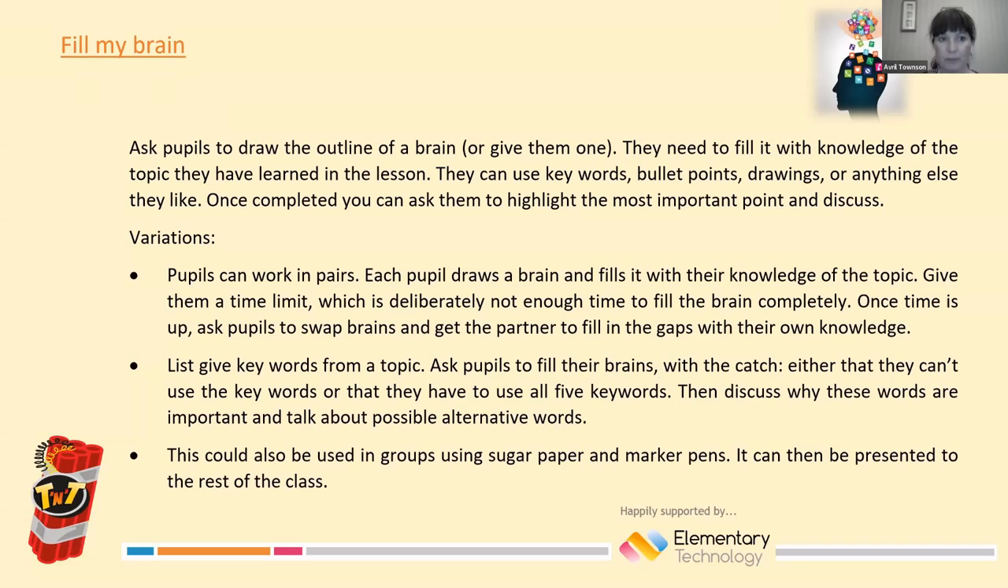The pupils can do it in pairs, so they could both fill one brain up between the two of them, and you can give them a time limit, which is deliberately not enough time to fill the brain completely. Or you can give them a list of keywords from a topic, and then they have to fill them in, and they have to try and use all the keywords in the sentences within the brain and discuss why those keywords are important.